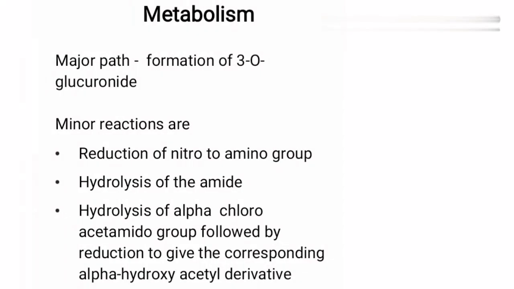Now we will see the metabolism of chloramphenicol. The main metabolite is the 3-O-glucuronide, that is, the third hydroxy group of chloramphenicol forms a glucuronide conjugate, but some minor reactions are there. We'll see them one by one. First is reduction of the nitro group. We have a para nitro group, and that would be reduced to give an amino group. The amide in the side chain would be hydrolyzed. And the third one: the alpha-chloroacetamide undergoes hydrolysis, then reduction to form the corresponding alpha-hydroxyacetyl derivative.